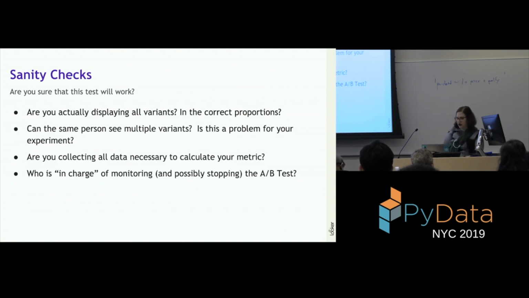Someone, and in particular, if there's any reason why you might want to stop the A/B test early. So for instance, if you're doing a pricing test and it becomes clear that way more people are buying at a super low price point and that's going to hurt your bottom line as a company, you want to be able to stop it. Or in the case of, you know, two algorithms, one algorithm is really, really badly performing, you want to be able to turn it off.